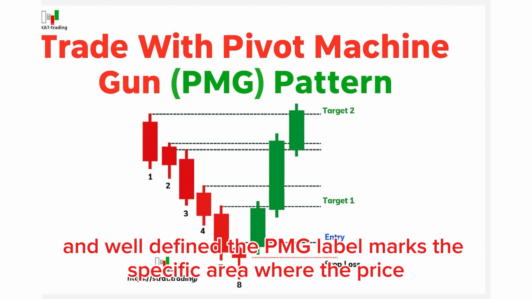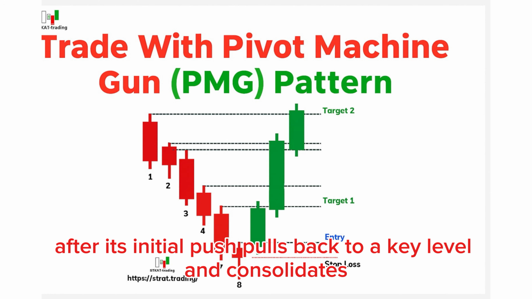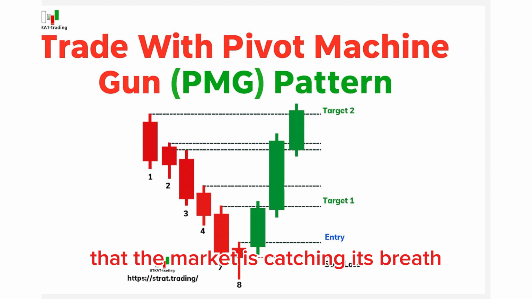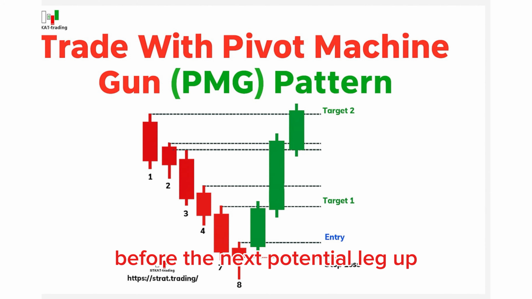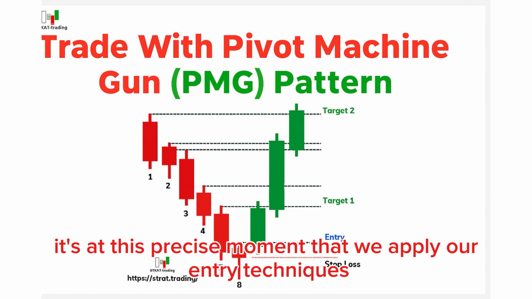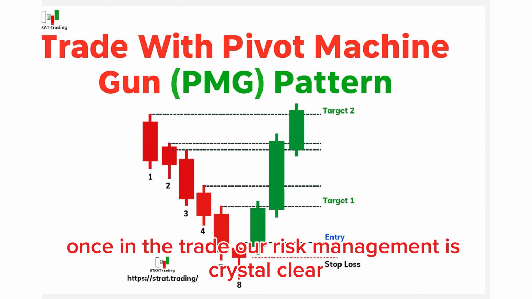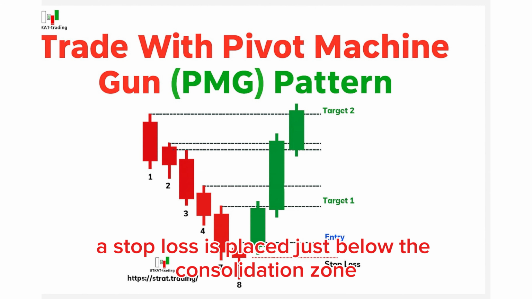The PMG label marks the specific area where the price, after its initial push, pulls back to a key level and consolidates. This consolidation is our signal that the market is catching its breath before the next potential leg up. It's at this precise moment that we apply our entry techniques, entering on the break of the consolidation candle or the next open. Once in the trade, our risk management is crystal clear. A stop loss is placed just below the consolidation zone.